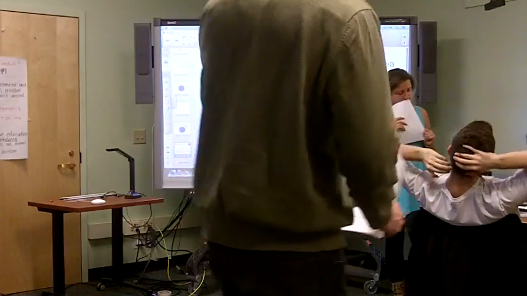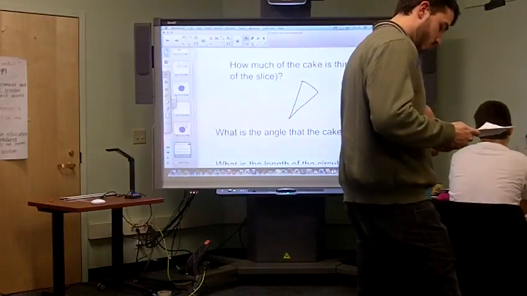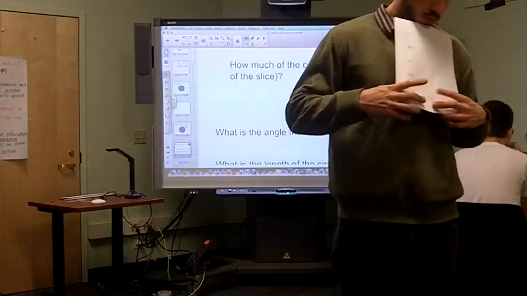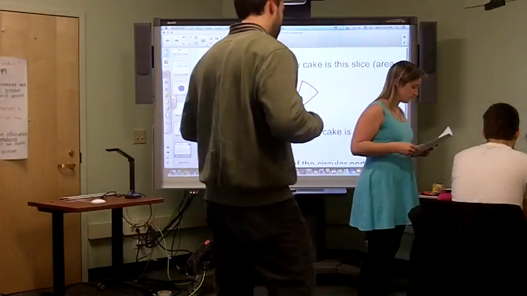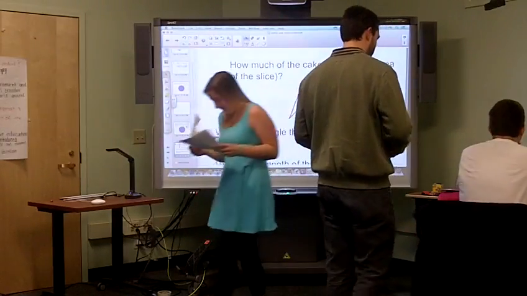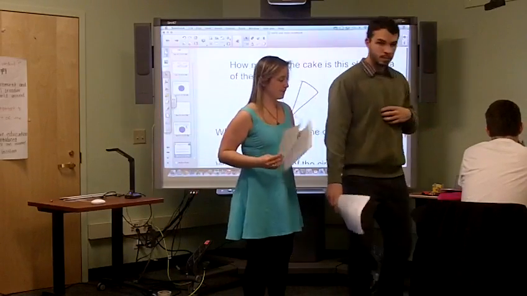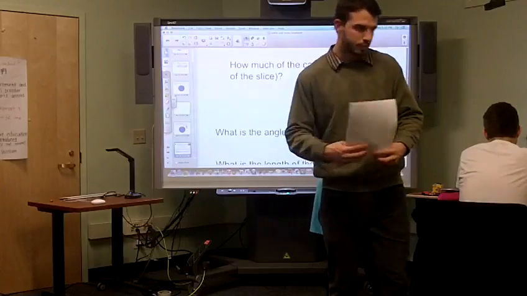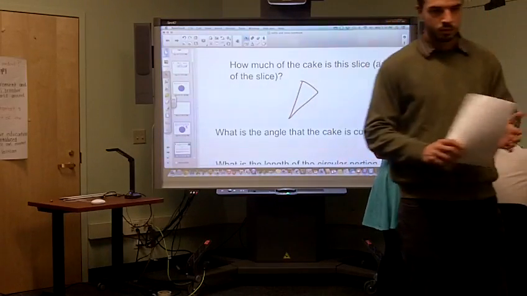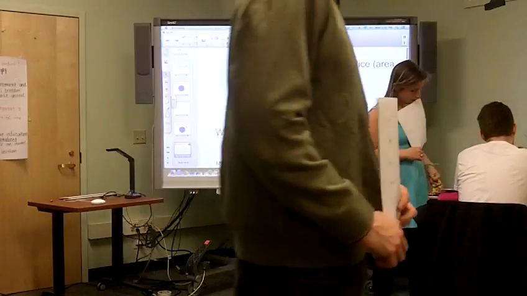Pi r squared divided by... Well, if you knew what fraction of the whole it was... Because this is... So we would have to know this angle. So if we call that theta, then... Theta over 360 is going to be a fraction of the whole. So we can set that equal, because shouldn't the ratio of this part to the whole be the same as the area ratio?